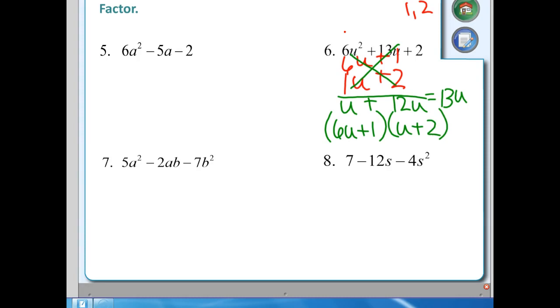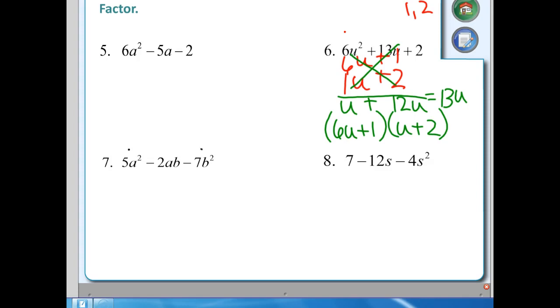Oh, look at number 7. How is number 7 a little bit different? Yeah, did you see that we had variables squared on either end? And we've done that before. That's okay. All right, so definitely not a binomial squared because this and this are not perfect squares.